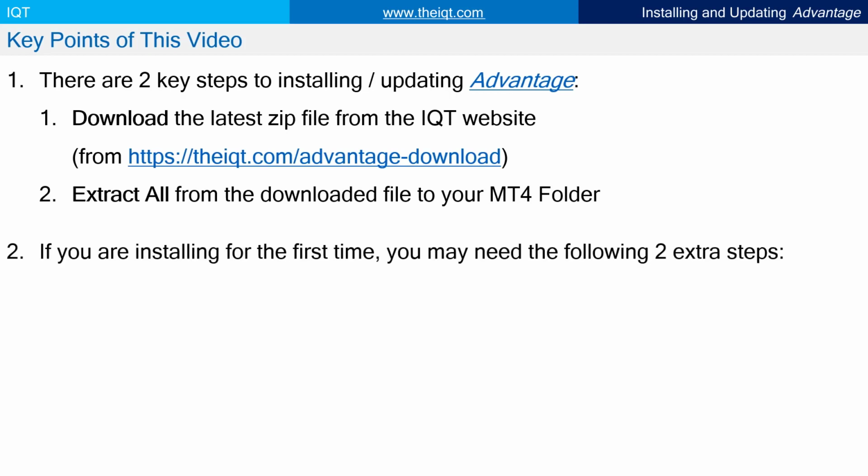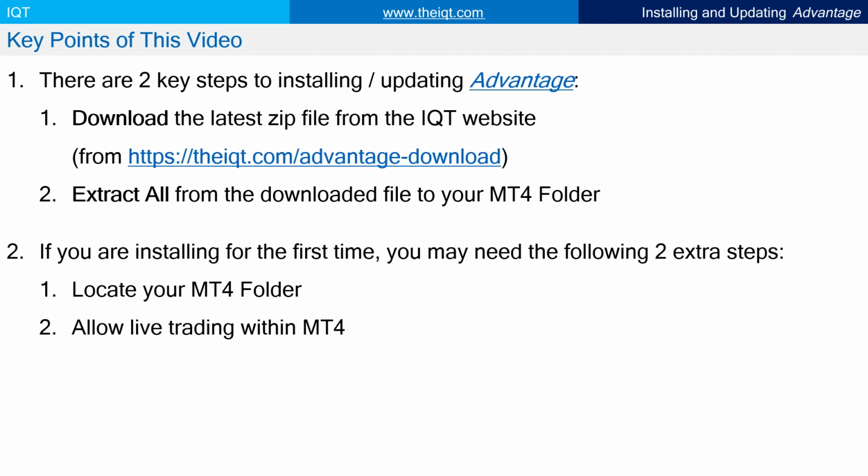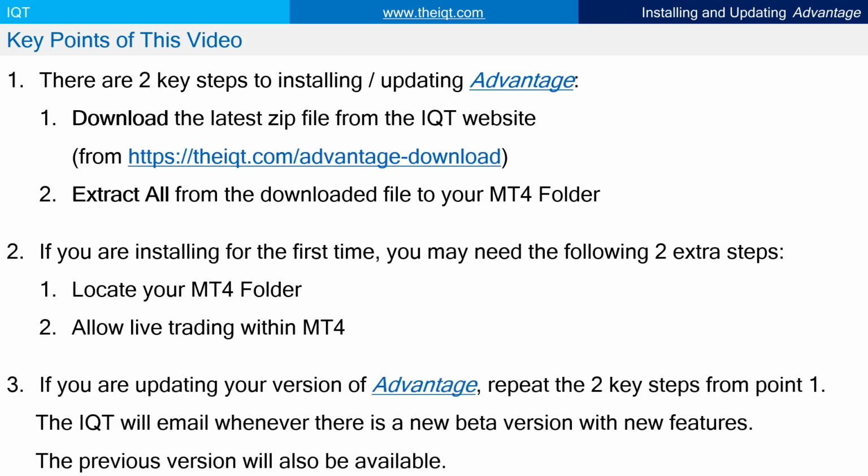2. If you are installing for the first time, you may need the following two extra steps. Locate your MT4 folder. Allow live trading within MT4. 3. If you are updating your version of Advantage, repeat the two key steps from point 1. The IQT will email whenever there is a new beta version with new features. The previous version will also be available.